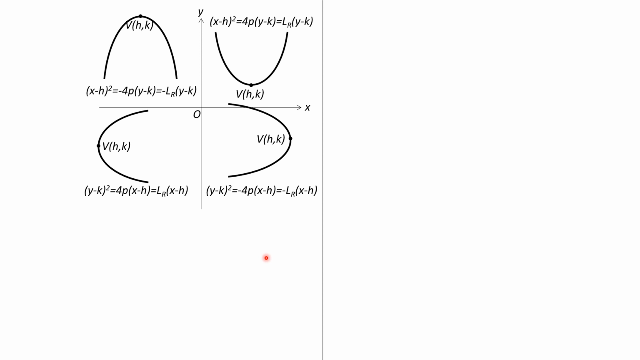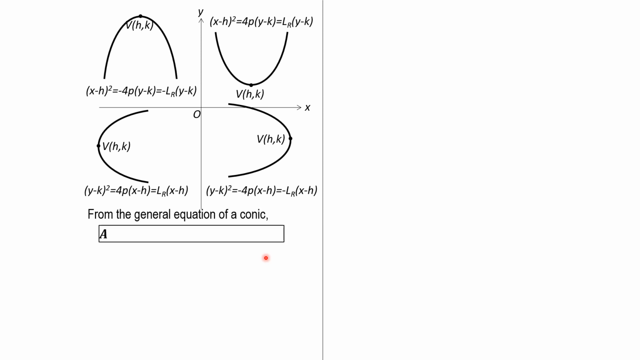So that's it. Now we study how to recognize the parabola from the general equation of a conic. If you can recall, the general equation of a conic with axis parallel to the coordinate axes, without the xy term or without b, is ax squared plus cy squared plus dx plus ey plus f equals 0.